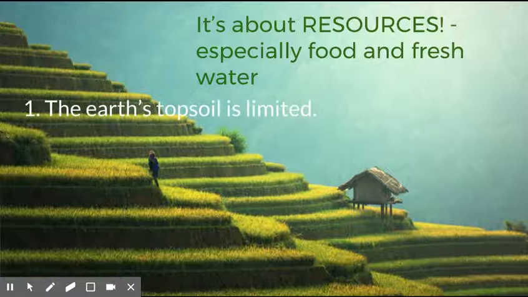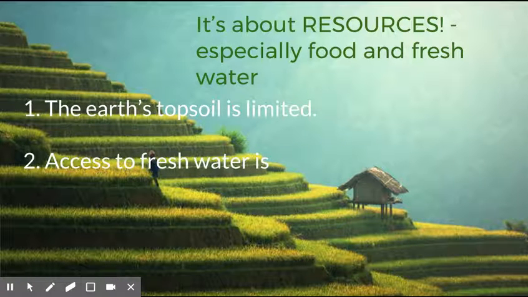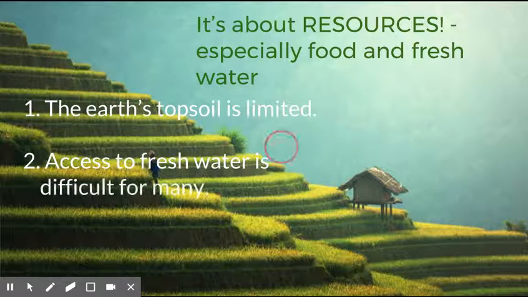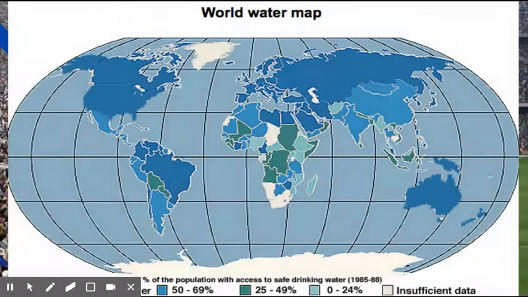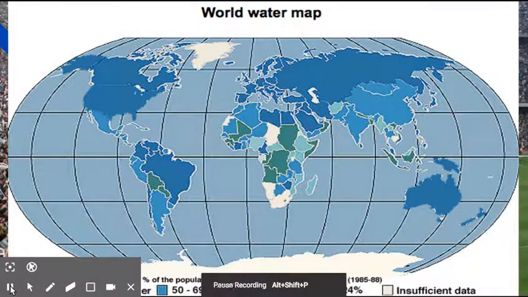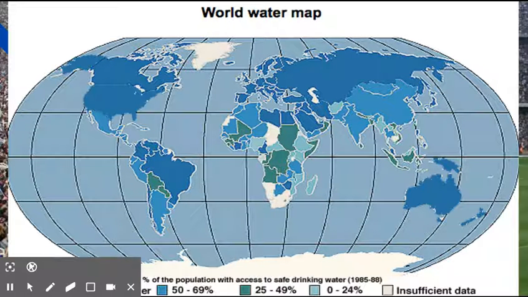Another issue is that there needs to be access to fresh water. Access to fresh water is still a problem in many parts of the world, especially areas where growth rates are high. This slide shows where fresh water is difficult to access. Notice that many of the areas where population growth is the highest are also the areas with the least access to safe drinking water.